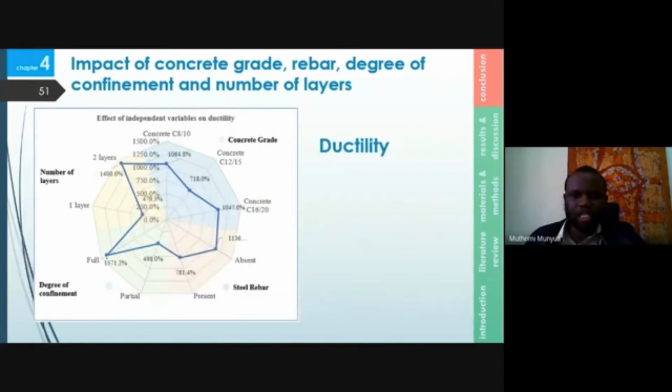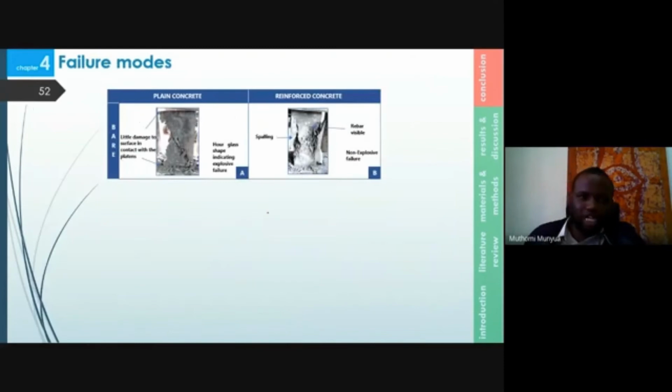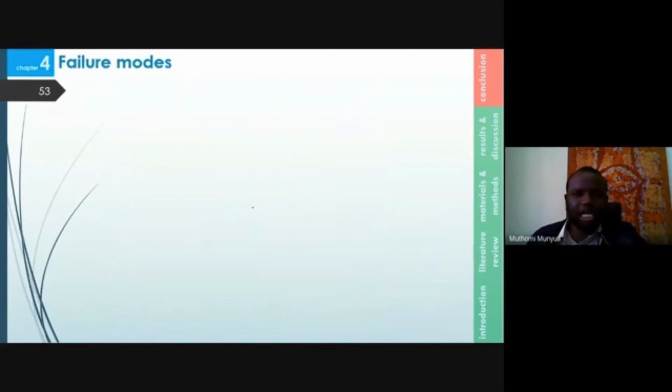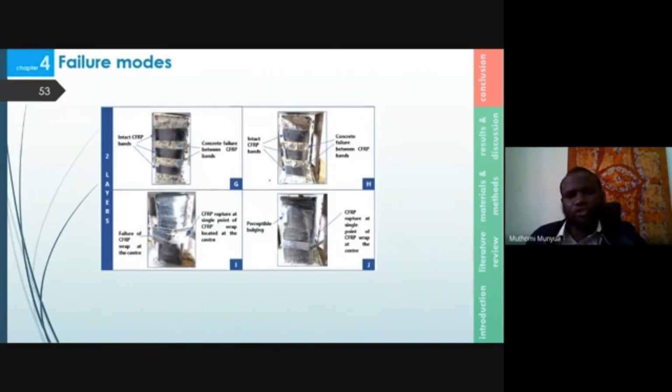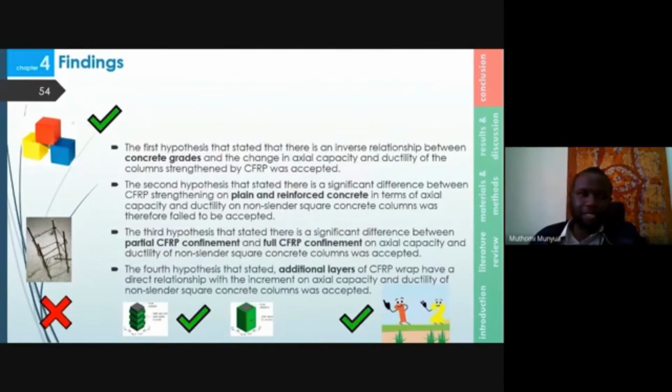The same procedure was done for ductility, and it was found that 2 layers had the highest effect, and using 1 layer had the least effect. The failure modes were then discussed. Failure modes of the various specimens were discussed, and their findings made, where the first hypothesis was accepted, the second failed to be accepted, the third and fourth were accepted.